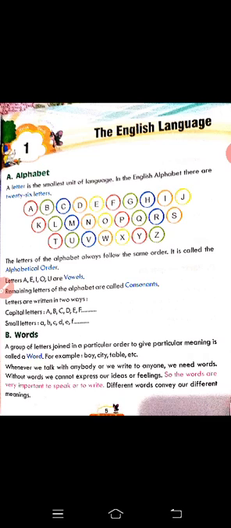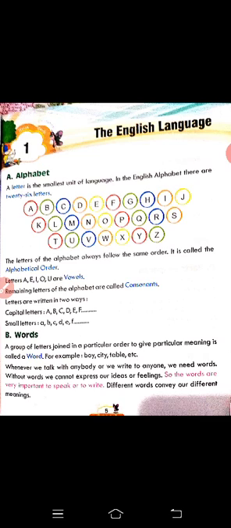What is a letter? A letter is the smallest unit of language. In the English alphabet, there are 26 letters. You all know A to Z. The letters of the alphabet follow the same order. It is called alphabetical order. Alphabetical order means, dear students, A, B, C, D, serial wise, A to Z.